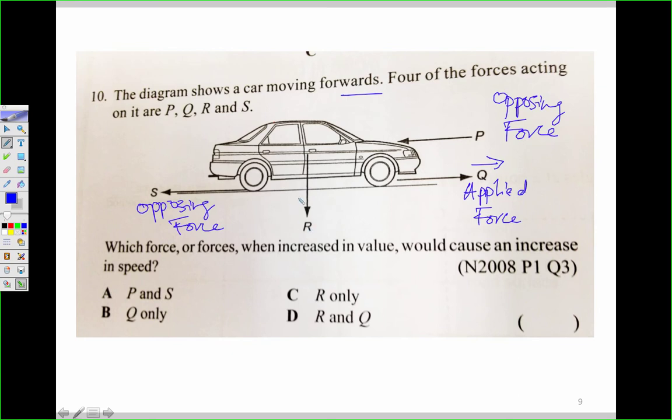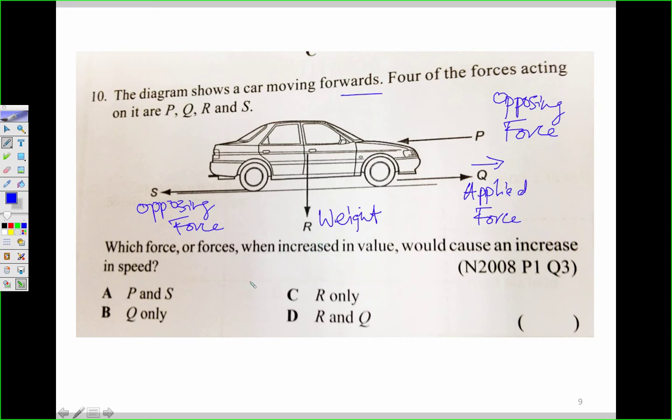What about R? R is also a force, but it's a force due to gravity acting on the object. The force will always be acting downwards. In this case, there's a special word called weight, so R is known as the weight of the car. Once we've identified the different forces acting on the object, it's good to start to analyze the question.